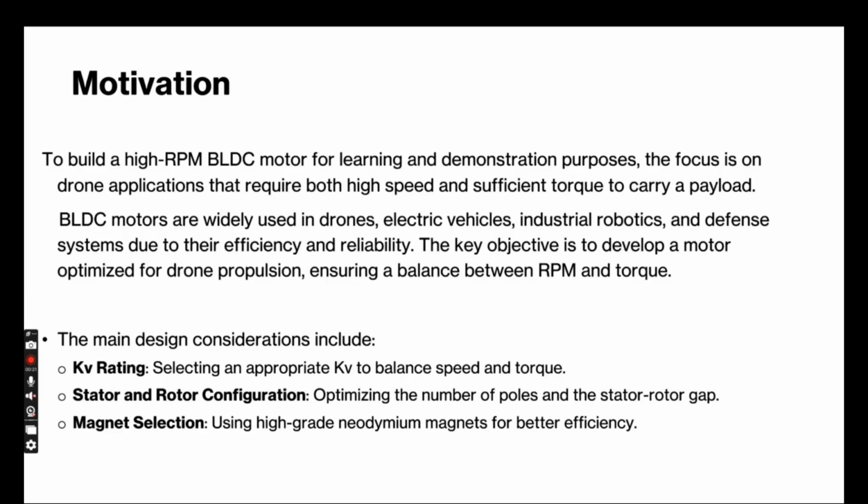So the motivation of this project was to build a high RPM BLDC motor for learning and demonstration purpose. The main focus of this application was for drones, which carry a high payload. The key objective was to make a motor with optimum high speed and optimum torque. The main design consideration we included was KV rating. The motor should have a high KV rating, while stator and rotor configurations were made to make it highly efficient.